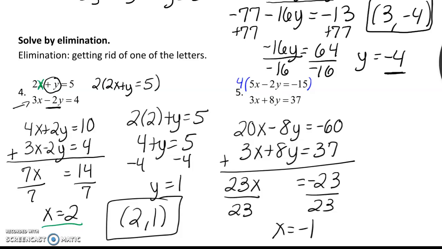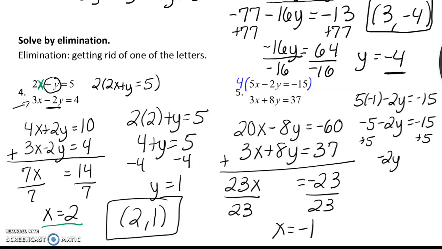So now I just need to pick one of those equations up there to plug x back into so I can find y. So I'm going to just pick the top one. So I'm going to have 5 times negative 1 minus 2y equals negative 15. So I have negative 5 minus 2y equals negative 15. I'm going to add 5 to each side. So I have negative 2y equals negative 10. Divide both sides by negative 2. So y is 5. So my ordered pair for this is going to be negative 1, 5.